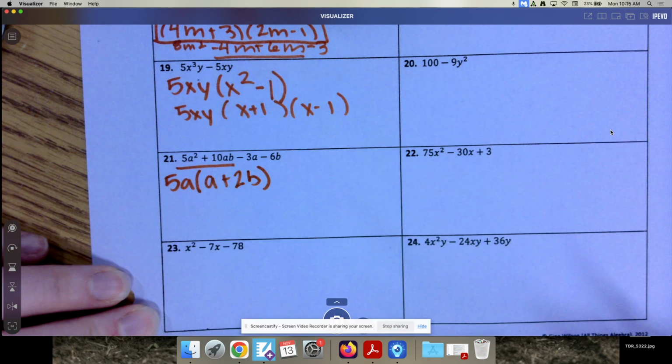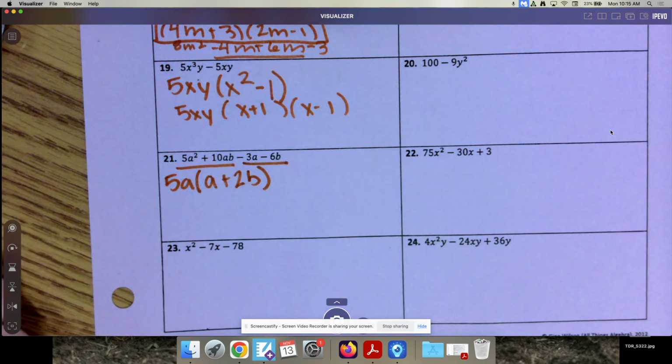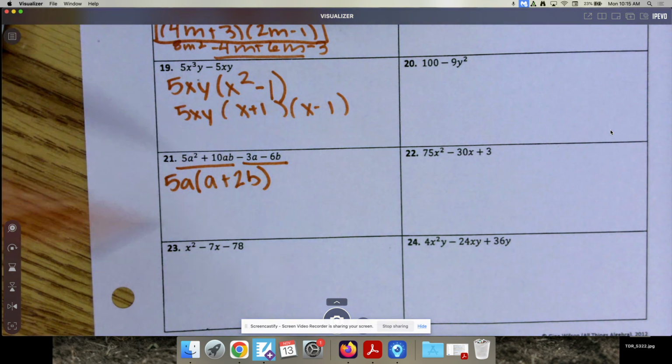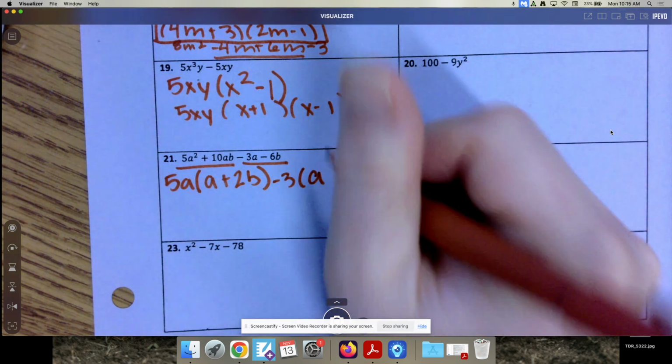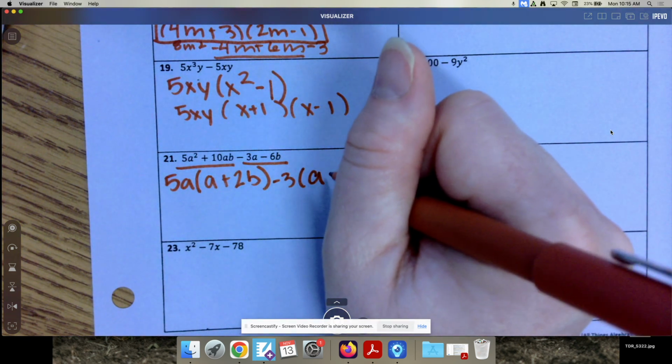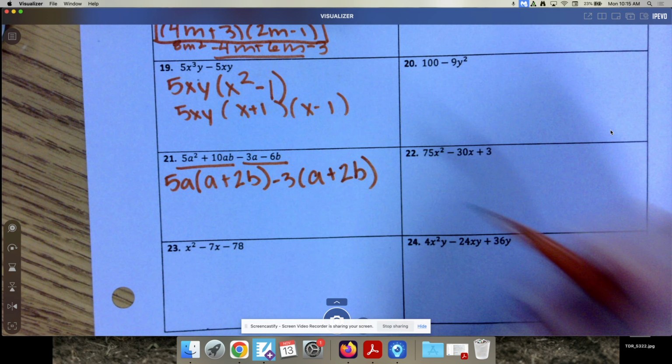Look at the second two. What can we take out? Minus 3. So if you start with the negative, like that's a negative 3a, take out the negative. Negative divided by a negative is positive. Negative 6 divided by negative 3 is again positive, and we didn't change our variables at all.